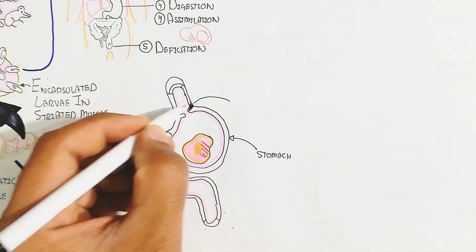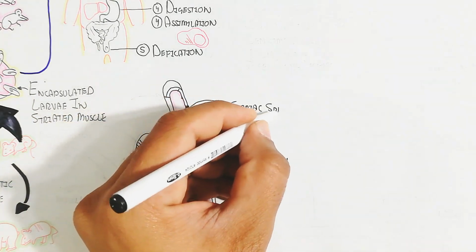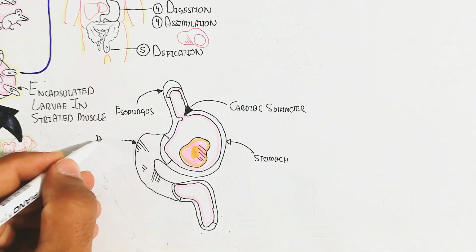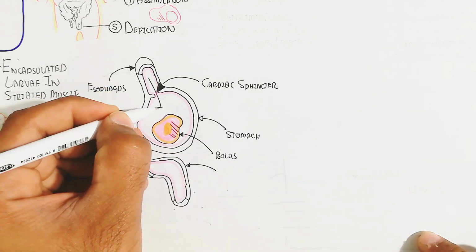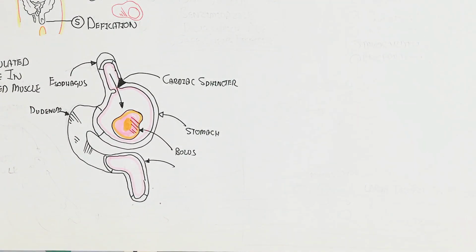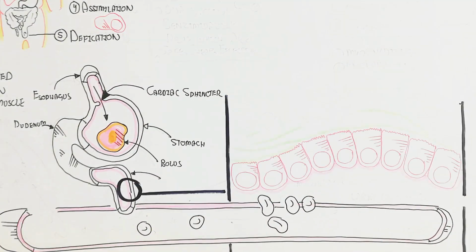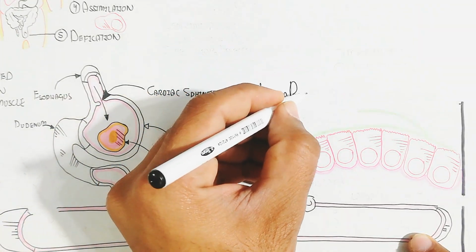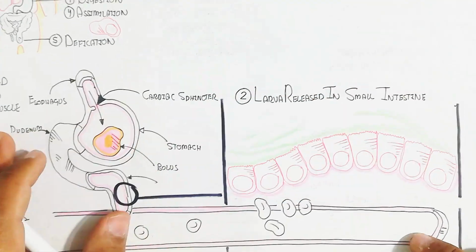Anyhow, whenever it is ingested, it goes into the stomach as a bolus containing encapsulated larvae. This is the esophagus, cardiac sphincter, stomach, duodenum. This is the bolus. The duodenum is involved in the absorption of this parasite. This is the blood circulatory system, and this is the enterocyte. The enterocyte is also known as the brush border cell, which contains microvilli.